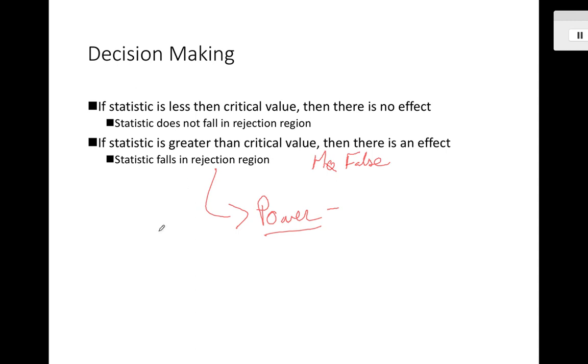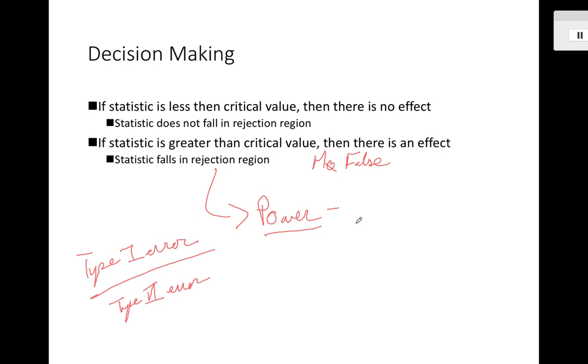Now, in the case where my statistic lands in the region of rejection and it wasn't supposed to land in the region of rejection, that's what we call our type 1 error. Right? And that's what we want to try to avoid. We want to try to avoid type 1. We want to try to avoid type 2 error. Okay, why do we want to avoid those? Because those are both mistakes and we're drawing incorrect conclusions.